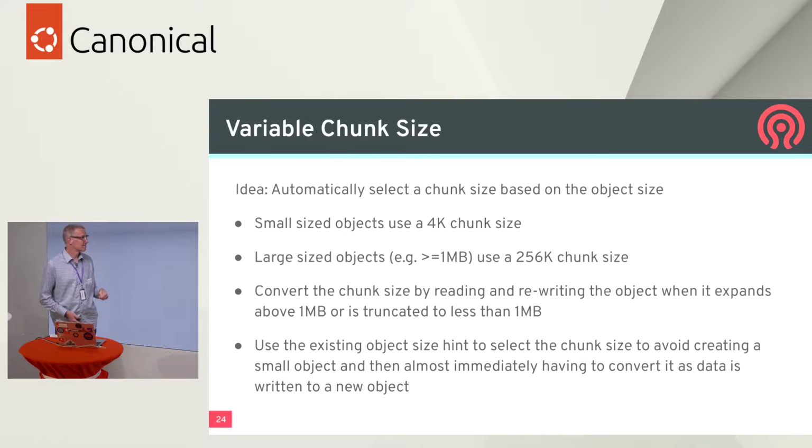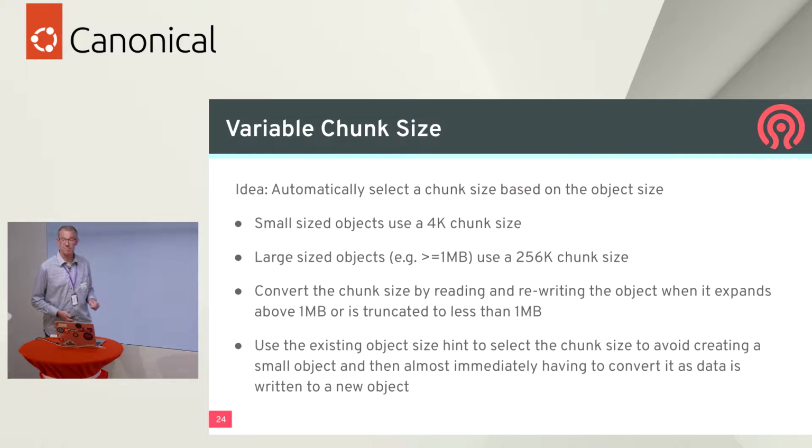The challenge of choosing the chunk size based on the object size is, of course, objects can grow and shrink. And if an object grows, you really want to convert the chunk size. And if it shrinks, again, you want to convert it. You can do this just by reading the object and rewriting it with the new encoding. If the transition point is 1 megabyte, then the worst case is we've got to read a megabyte and write it back again with the different encoding format.